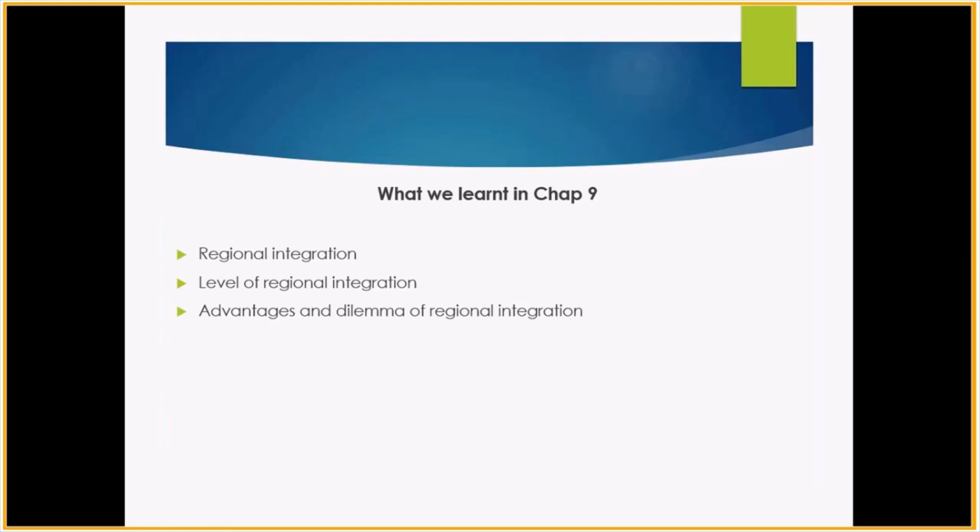Okay, what we discussed in the previous chapter, that was chapter 9. We discussed regional integration. We discussed the levels of regional integration that were free trade area, customs union, common market, economic union, and political union. And we also discussed some of the examples of regional integration. The last one we discussed was advantages and dilemmas of being a part of regional integration.